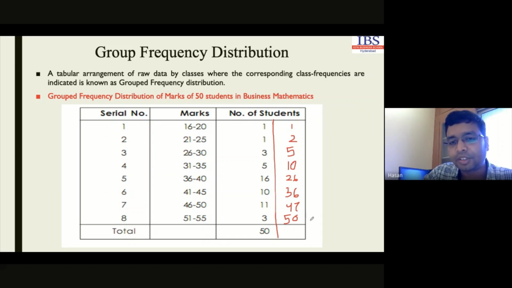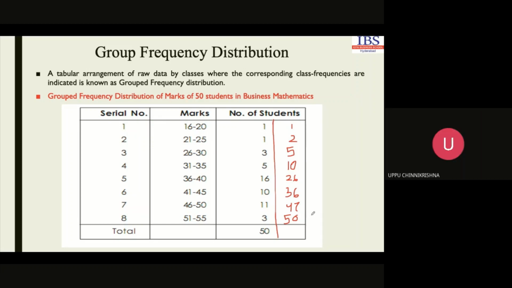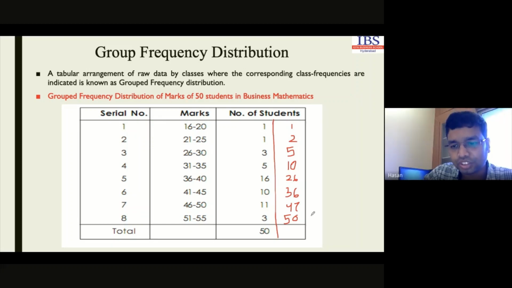In greater than type cumulative distributions, we start in the reverse way. We start from the last group. So in this group, the cumulative frequency will be 3. Then it will be 14. This is greater than type, 14. Then 24. Look, this is 3, there is no later class, so it will be 3. Then 3 plus the previous class frequency will be the cumulative frequency for this class.